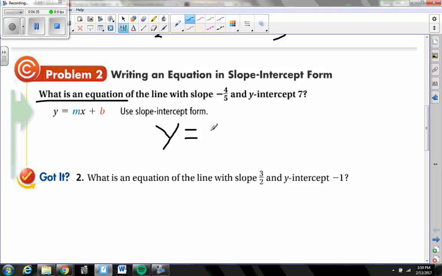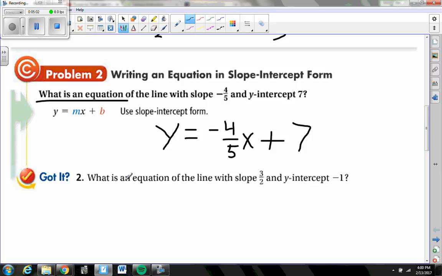So my slope number, they tell me, is negative 4/5. That comes first. Times x, and my y-intercept is 7, so I add on my b value, which is my y-intercept, and that's 7. So that's all I have to do. I'm done with my equation. y equals negative 4/5 x plus 7.